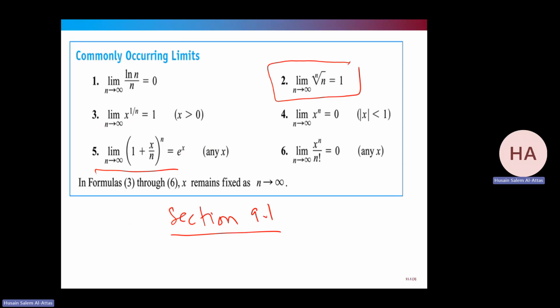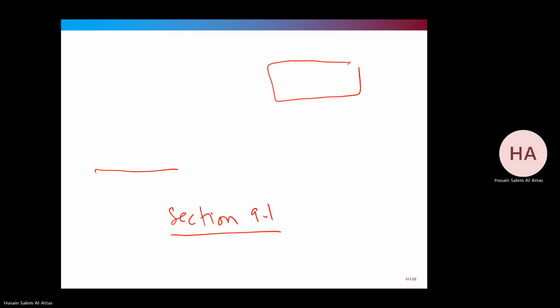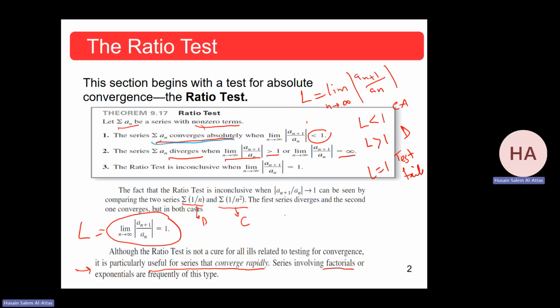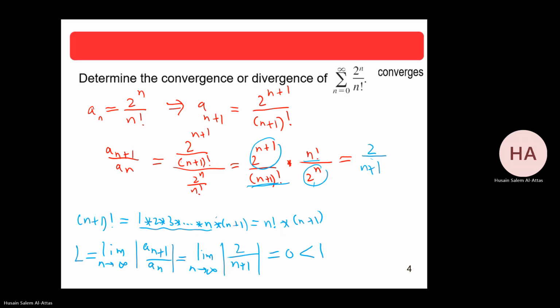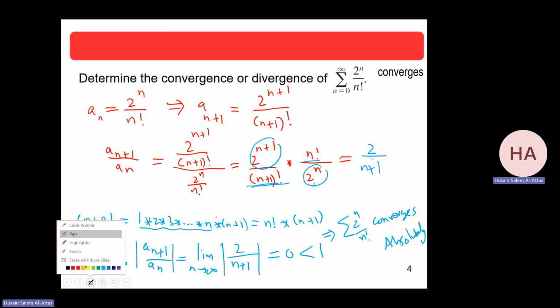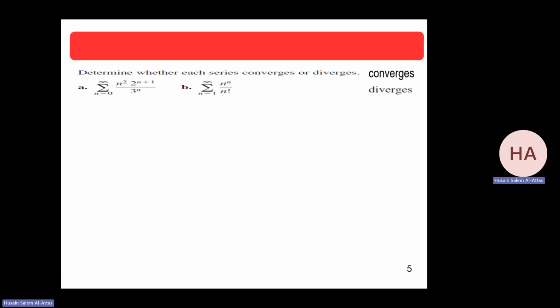So what is the theorem saying? If you have this, then the series converges absolutely. That means this series converges absolutely. You find L, then we'll decide. Let me do these two tests.